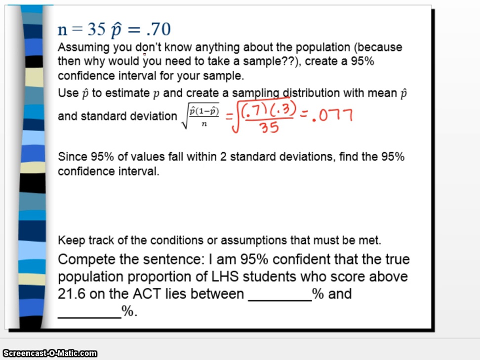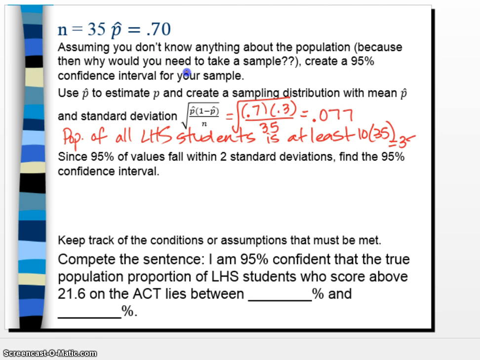Now, why can we use that formula? Well, we can only use that formula if we believe that the population of all Lindbergh students is greater than 35 times 10, so 350, which we do. So we want to write that down. The population of all LHS students is at least 10 times 35, which is 350. Okay, so that's why we can use that formula.